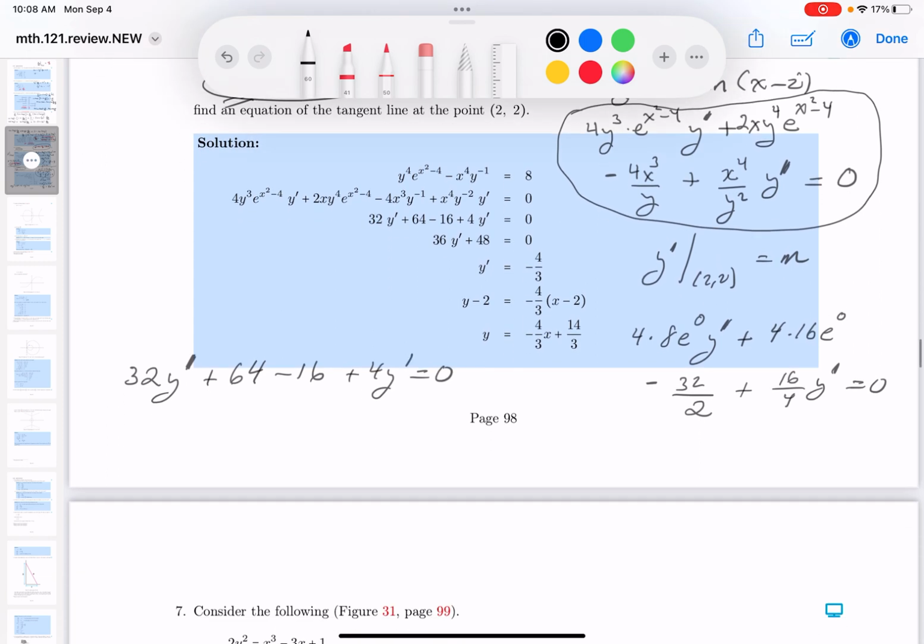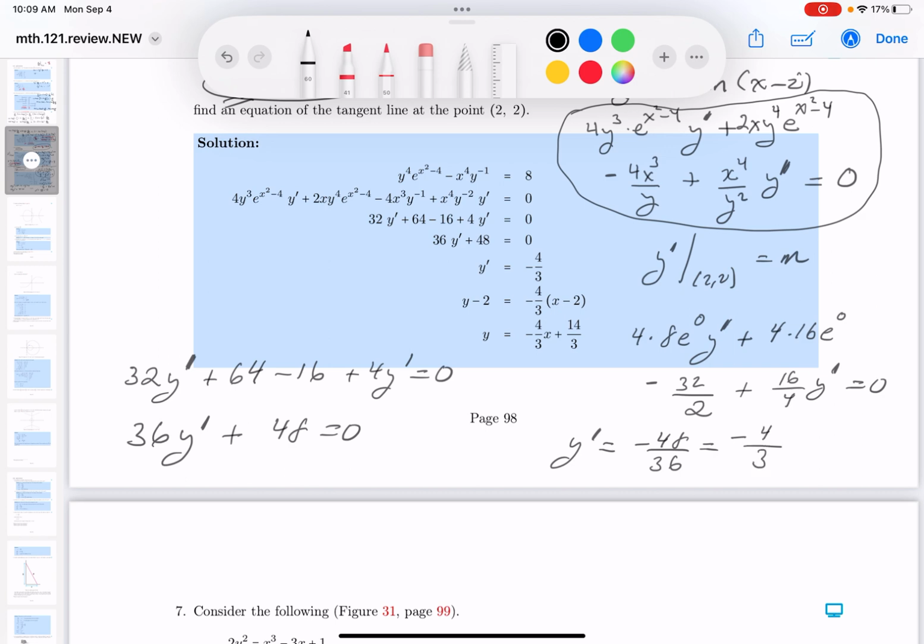Let's combine like terms. You're going to get 36 y prime. And it's going to be plus, well, 16 from 64 is 48. That equals 0. I'm going to subtract 48 from both sides and then divide through by 36. Let's write that down. Y prime equals minus 48 over 36. All right? Let's take a look at that. And let's see. I'm going to divide through by 12. What are you going to get? Minus 4 over 3.